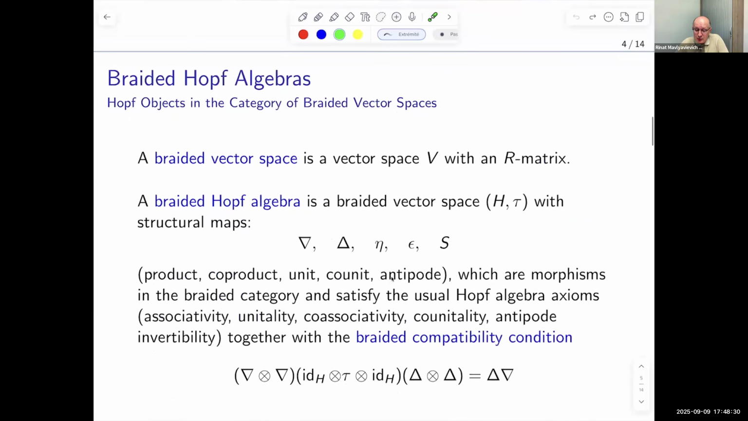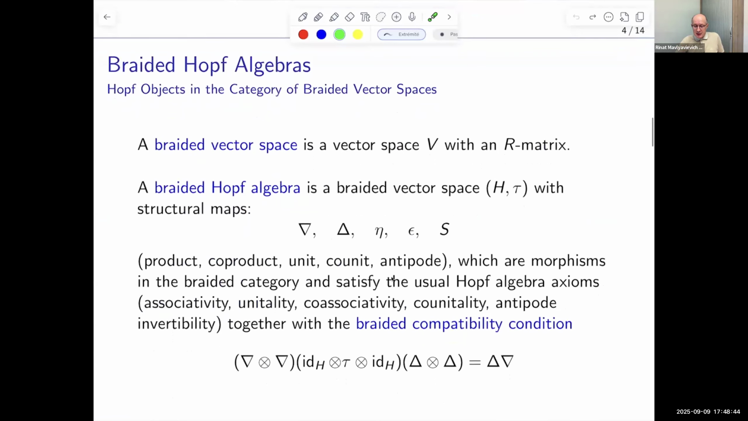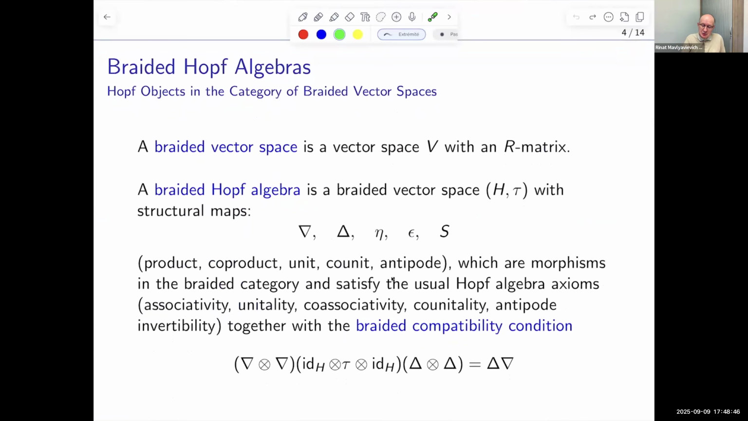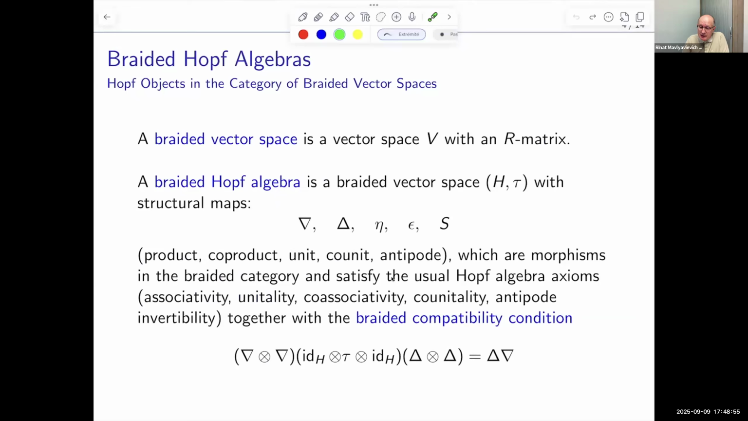Now, let us turn to braided Hopf algebras. Braided Hopf algebras generalize the usual Hopf algebras to the context of braided monoidal categories. In the most general setting, they are called braided Hopf objects. But in my context, they will be algebras in the sense that the underlying braided category will be sitting inside the category of vector spaces.